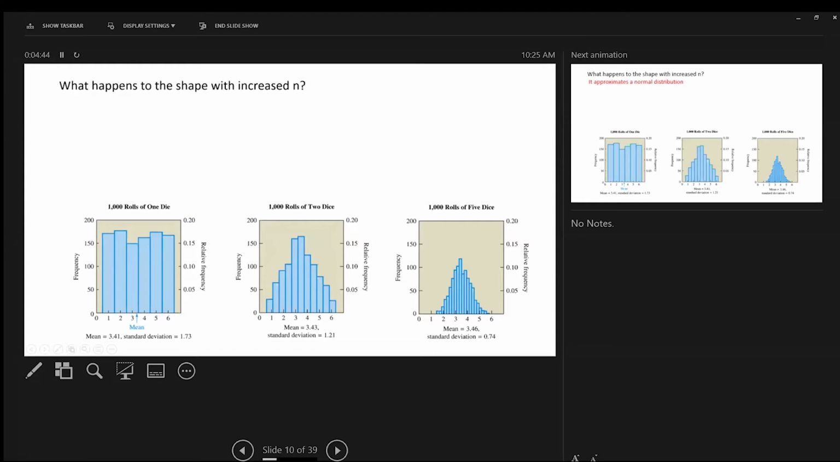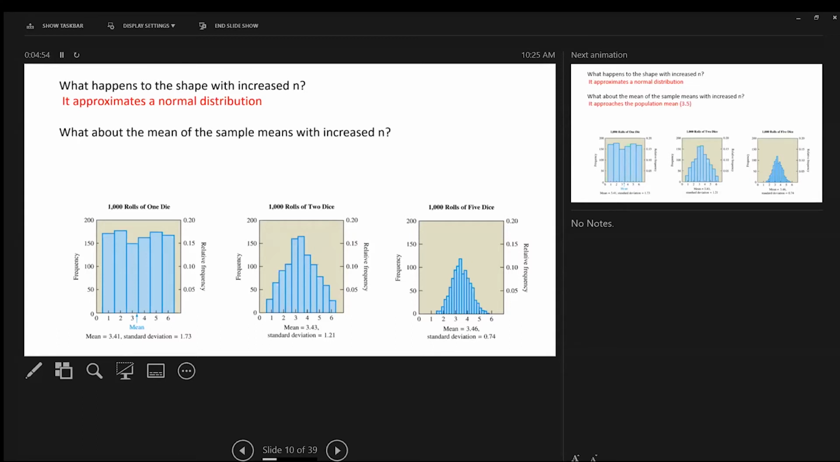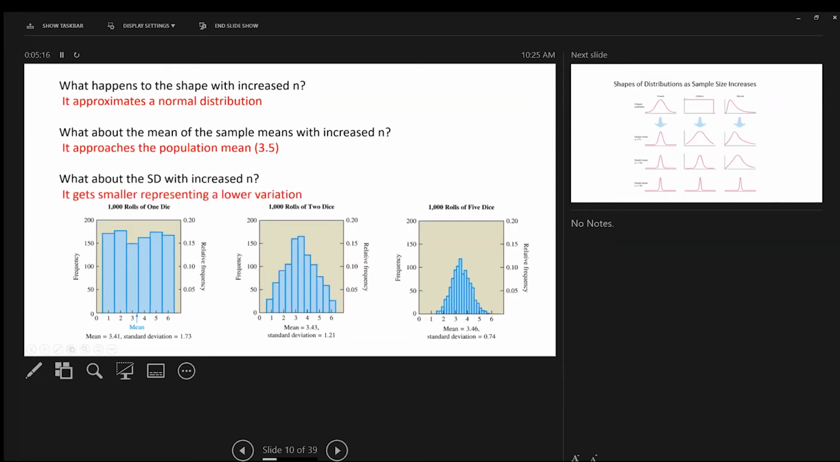So what happens to the shape when we increase our sample size? It begins to approximate a normal distribution. And what about the mean of the sample means with increasing n? They begin to approach the population mean, which is 3.5, right? So our means actually increased from 3.41 to 3.46 as our standard deviations decreased, right? Our standard deviation gets smaller, representing lower variation.